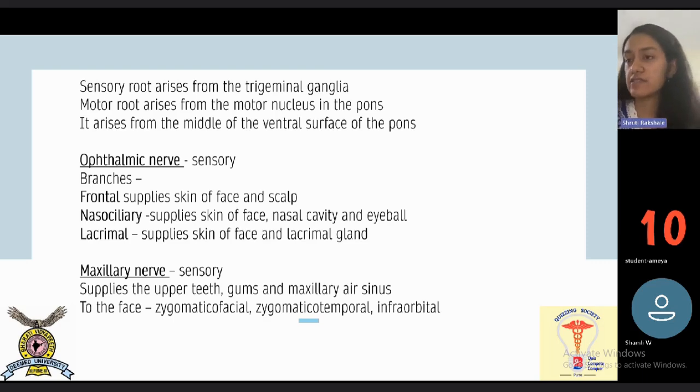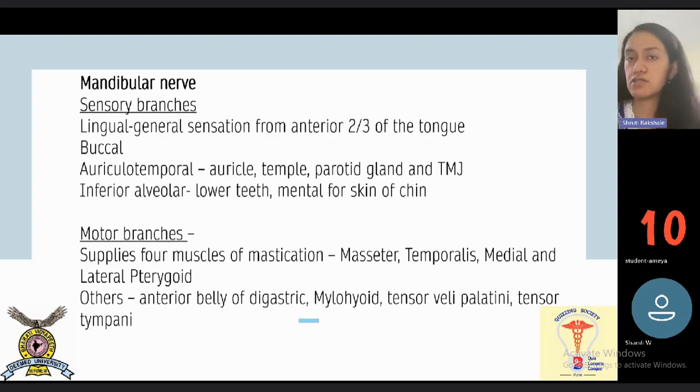Now the maxillary nerve is a sensory nerve again. It supplies the upper teeth, gums, and maxillary air sinus. To the face, it gives other branches such as zygomaticofacial, zygomaticotemporal, and infraorbital branches. The next nerve is the mandibular nerve, which is the third branch of the trigeminal nerve. Since it's a mixed nerve, it has both sensory and motor branches. The sensory branches include lingual, buccal, auriculotemporal, and inferior alveolar nerve.